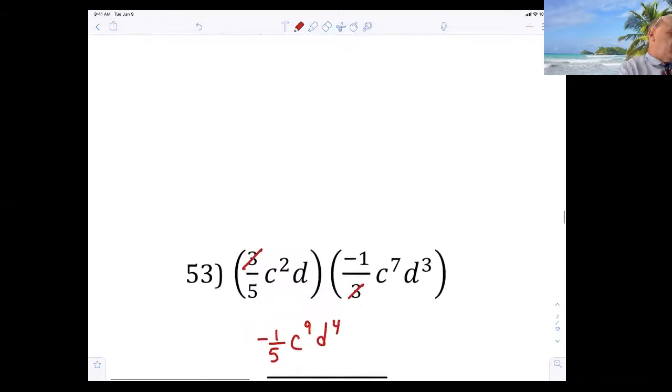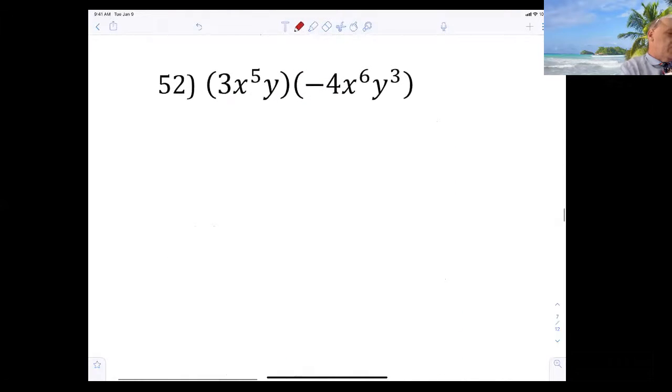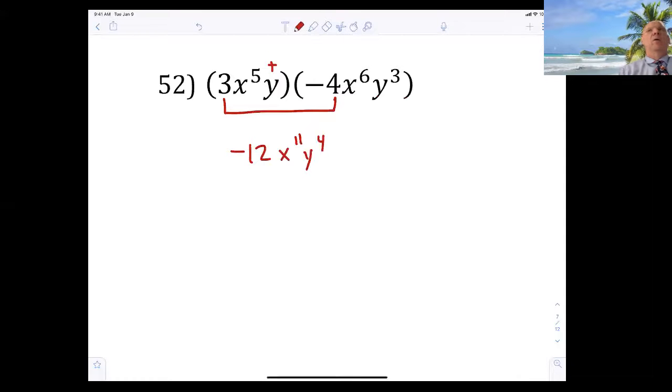Okay, 52. Multiply numbers, add exponents. -12, x to the 11th, y to the, yes, good. All right, I'm pretty happy.